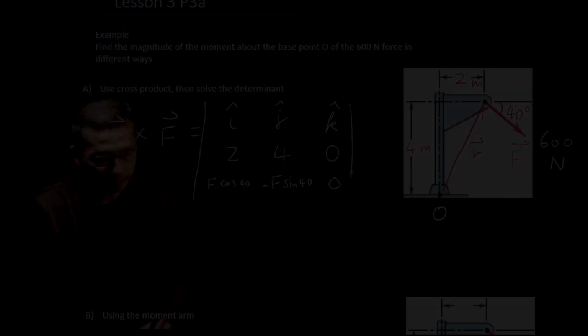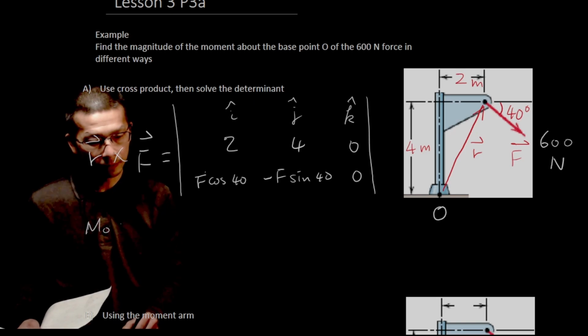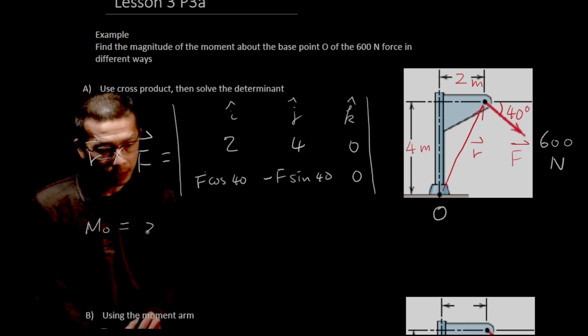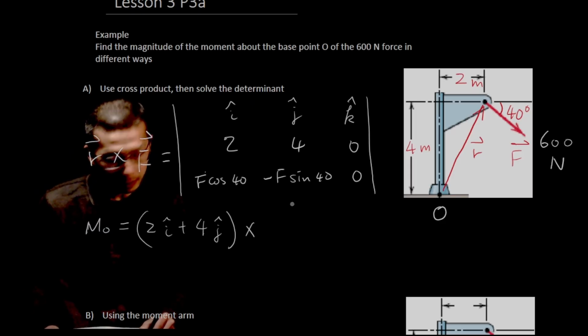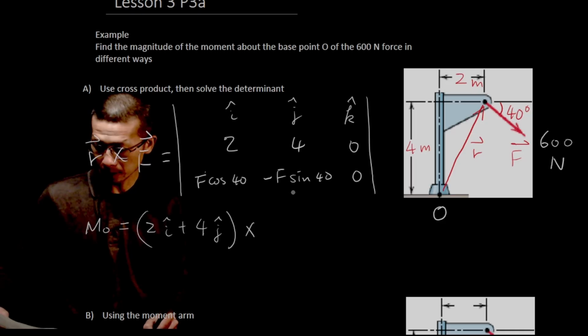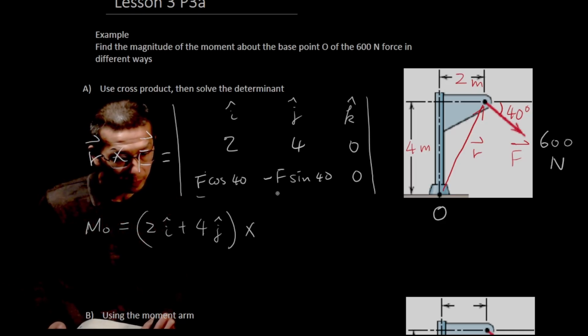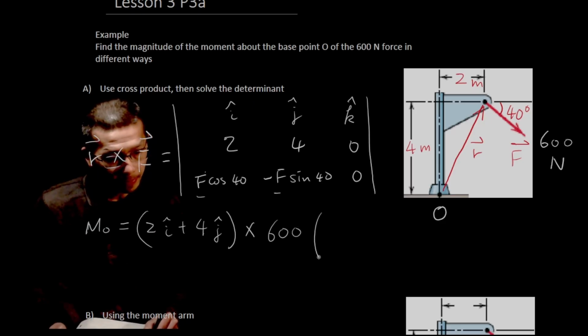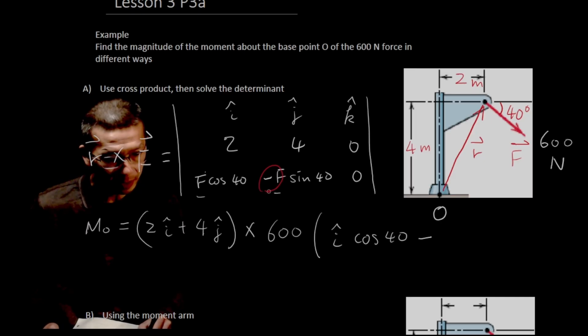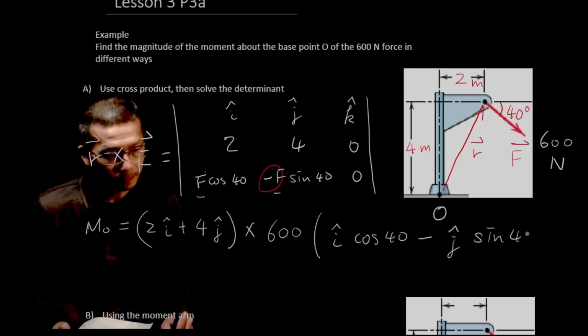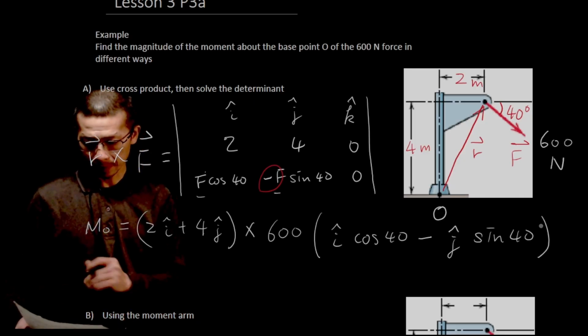Okay, now we can solve. So moment about point O, M_O, equal to 2I plus 4J cross the force, 600 Newton, first term I cosine 40, and be careful, this minus term here, minus J sine 40.